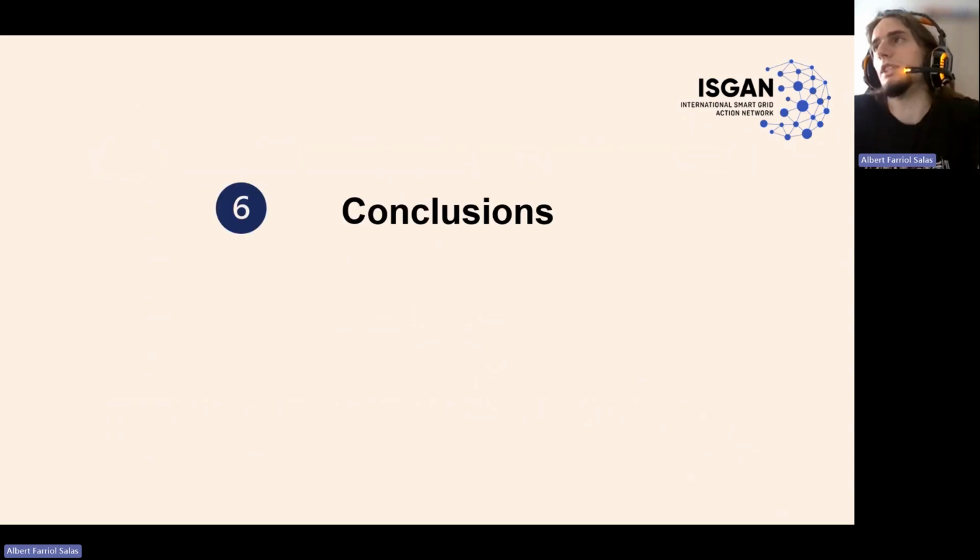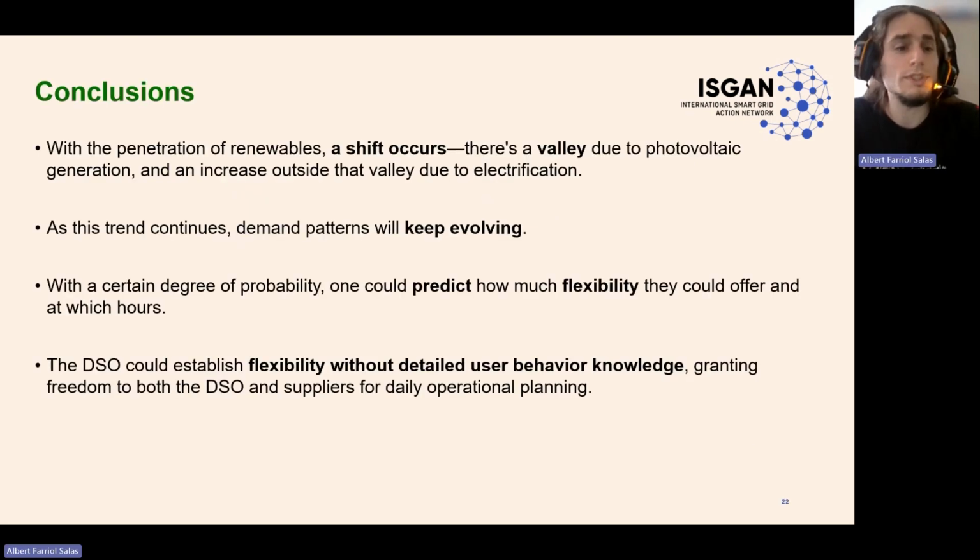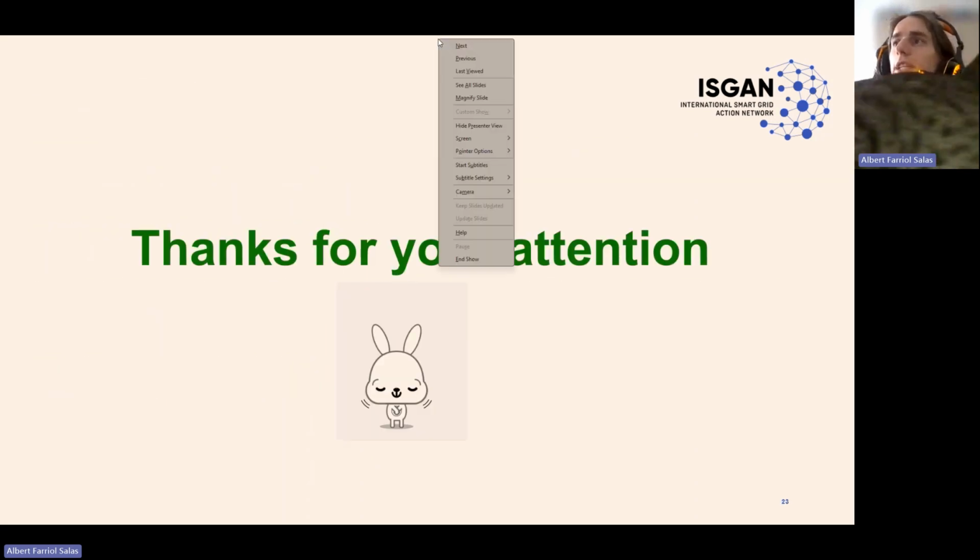And now I will finish this presentation with the conclusion. With the penetration of renewables a shift occurs, as we can see. There is a valley due to photovoltaic generation and an increase outside that valley due to electrification.